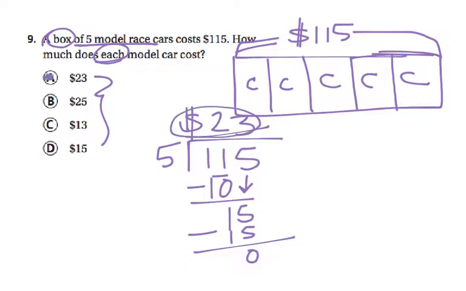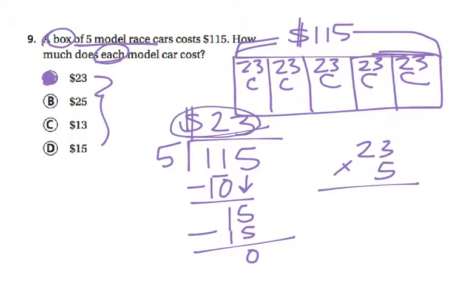I want to make sure I select that, and I can plug this in to just prove that I'm right. I can imagine that there's 23 here, 23 here, 23 here, 23 here, and 23 here. So I'm going to check my work by using multiplication. 23 times 5, 3 times 5 is 15, carry my 1. 2 times 5 is 10 plus 1 is 11. My answer of 115 lets me know that each car costs $23. I just proved my answer.